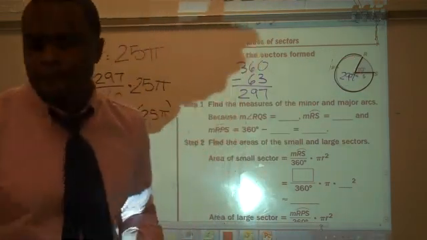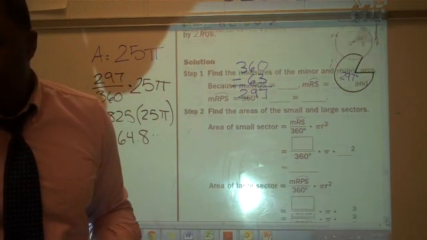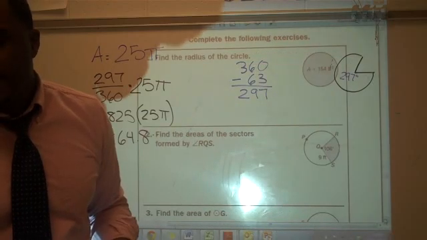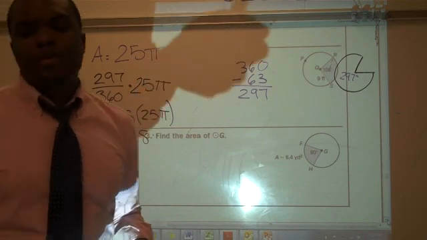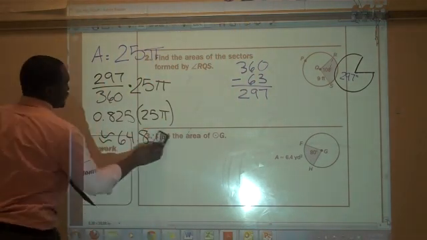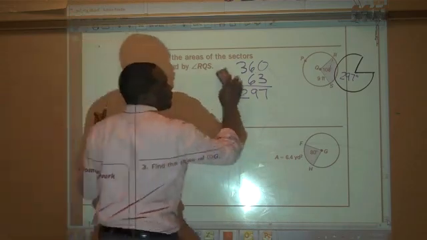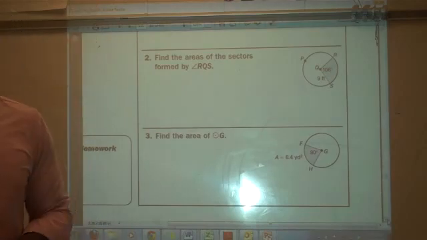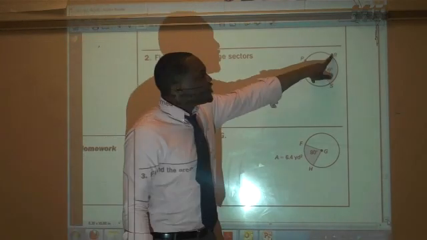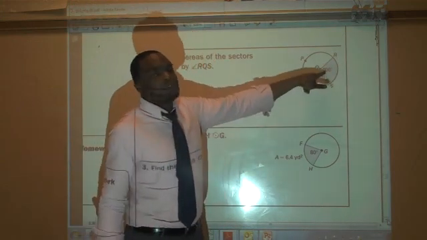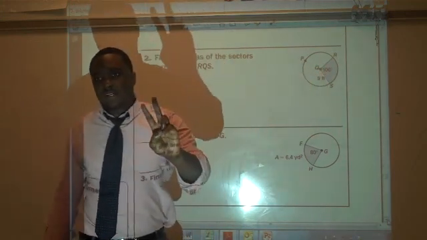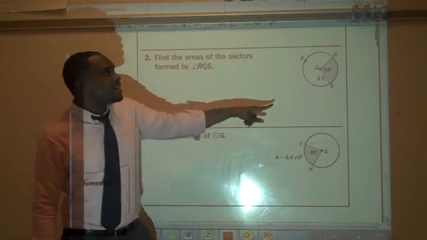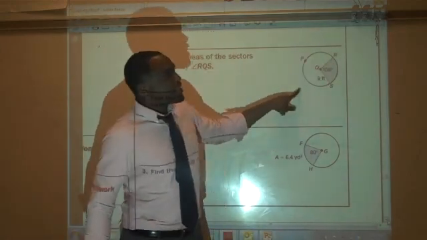I'll go through one more example. Everybody flip over to the next page where it says checkpoints. Take a look at checkpoint number 2. So once again, they give me a sector. They give me a pizza slice shaped region of this circle. And they tell me this is 106 degrees. There's two sectors here. Notice that it says find the area of the sectors. There's two of them, because I have my small sector and I also have my large sector.